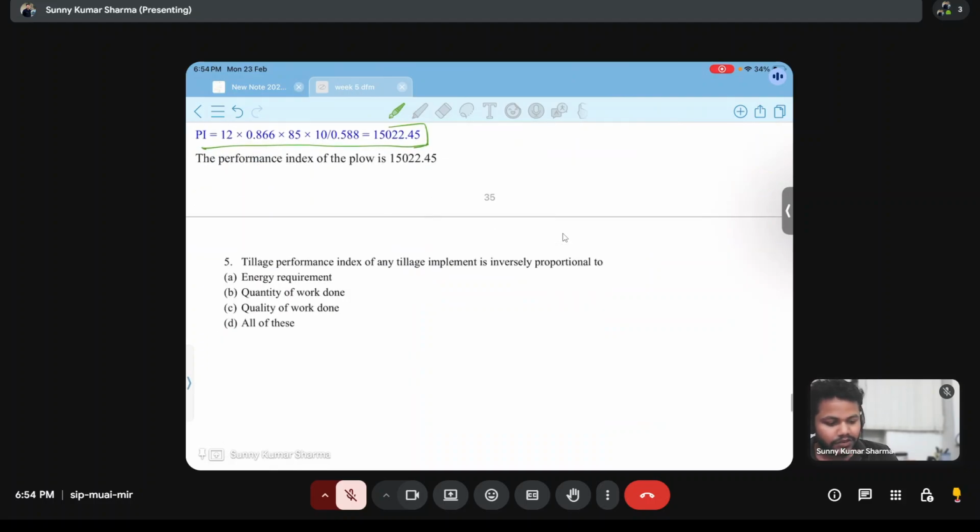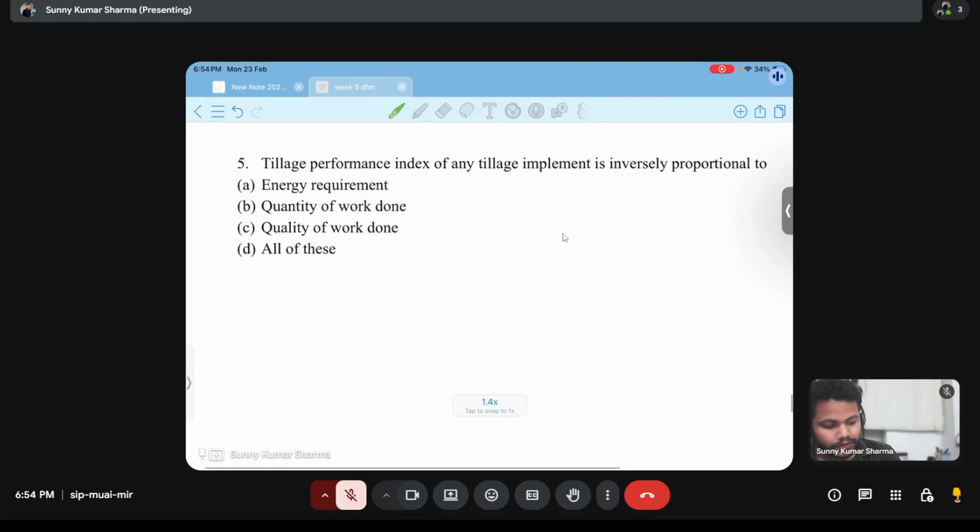So we can move to the next question of week 5. The fifth question is: the tillage performance index of any tillage implement is inversely proportional to what? Option A, sir, energy requirement. Yes, energy requirement.